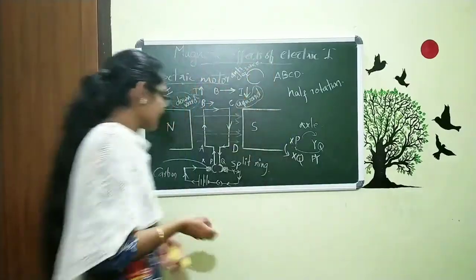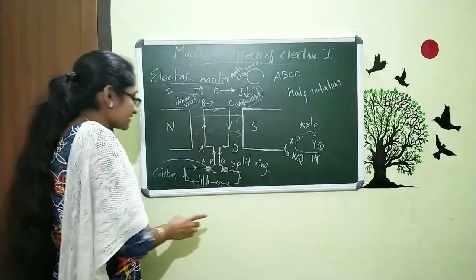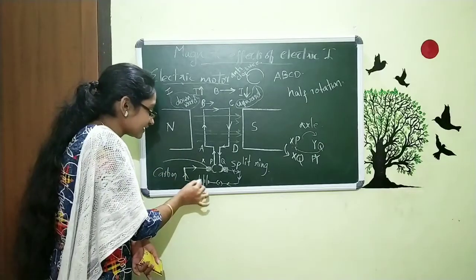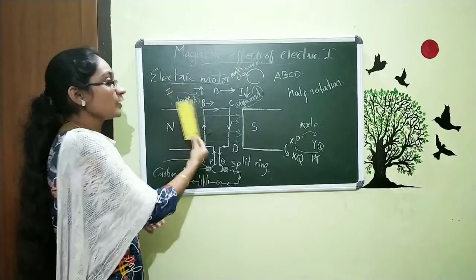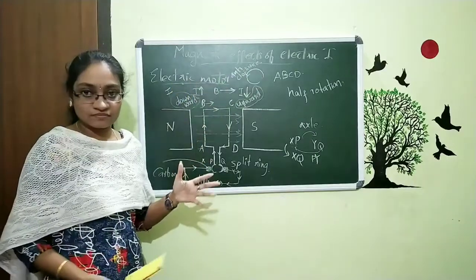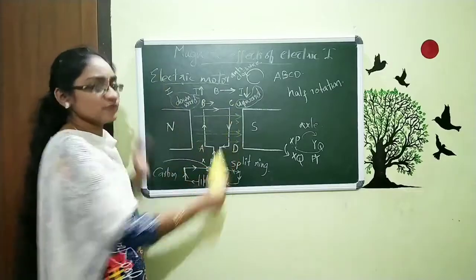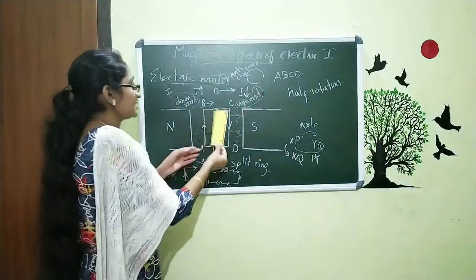This is anti-clockwise. When we do this experiment by putting the battery in reverse, that means the negative here and positive here, what happens? The coil will rotate clockwise. We are studying in a particular direction, so make it fixed in your mind. This is all about this. So, the rotation is this.